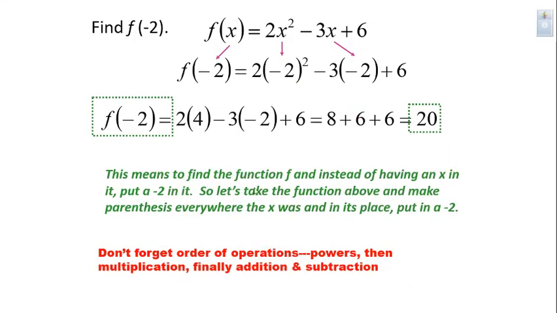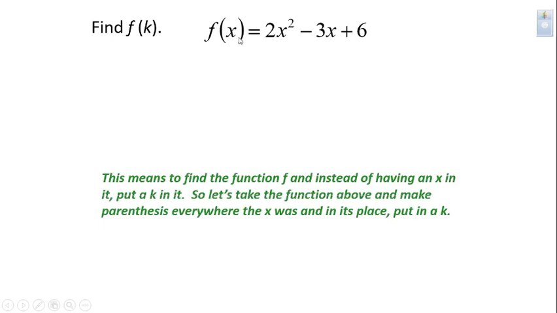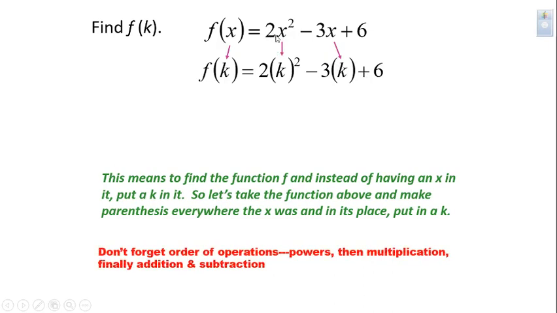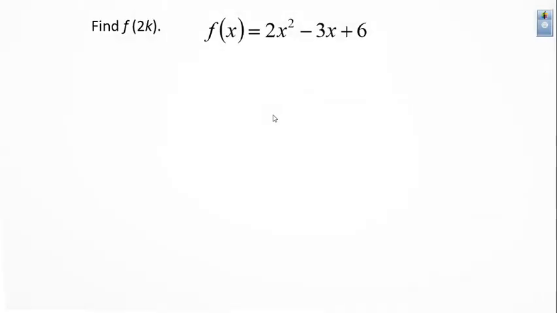Let's continue. Let's say we want to find f of k. Now, k is just a number that we're going to substitute for x. What that means is wherever we see x, we will replace that x with k. Well, all that does is switch out the variables. So instead of saying 2x squared minus 3x plus 6, we end up with 2k squared minus 3k plus 6. No difference really in the structure. All we have is an interchange of the variables.